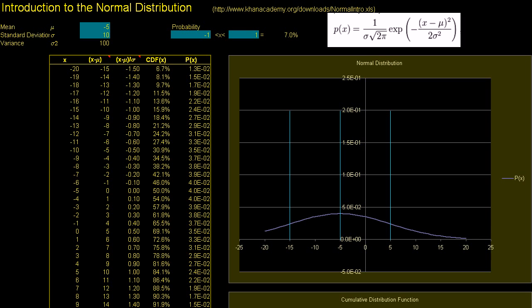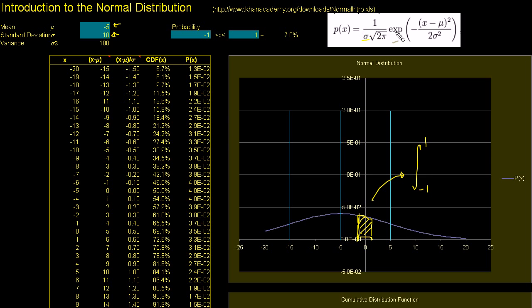So let me get the screen draw tool. So what did I just do? This between -1 and 1, and I'll show you behind the scenes what Excel is doing. We're going from -1, which is roughly right here, to 1, and we're calculating the area under the curve. We're calculating this area. Or for those of you who know calculus, we're calculating the integral from -1 to 1 of this function where the standard deviation is 10 and the mean is -5.